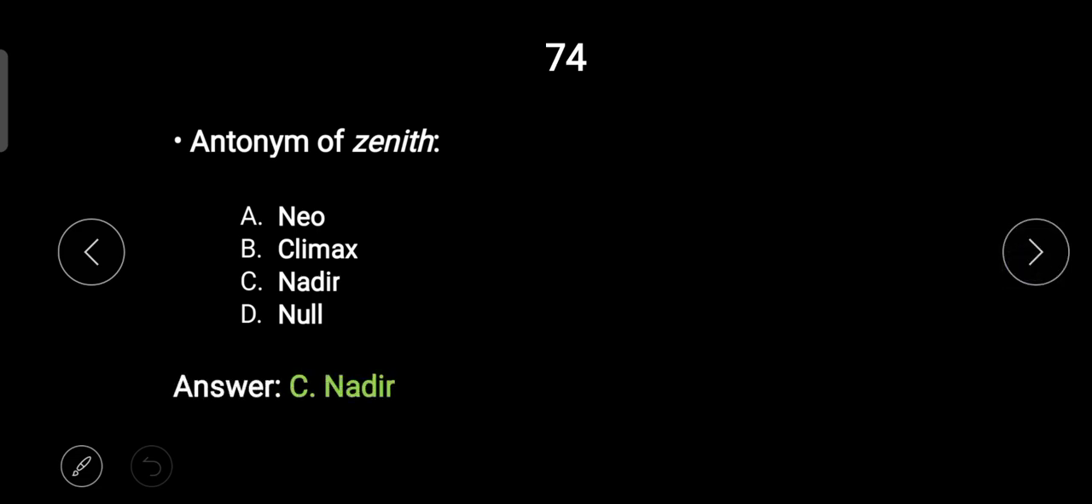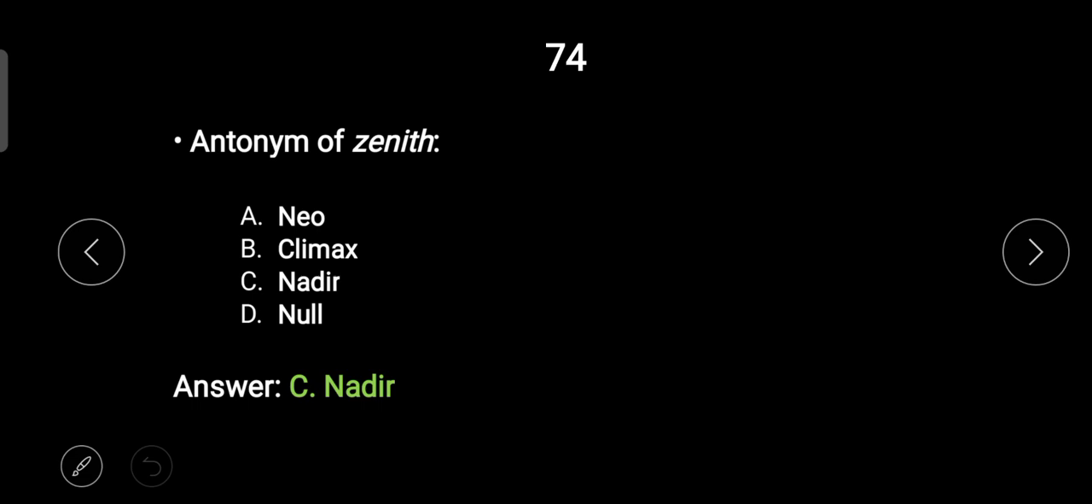Answer is nadir. Zenith is the point in the sky or celestial sphere directly above an observer. And nadir is the point on the celestial sphere directly below an observer. So nadir is below the observer, and zenith is above the observer.